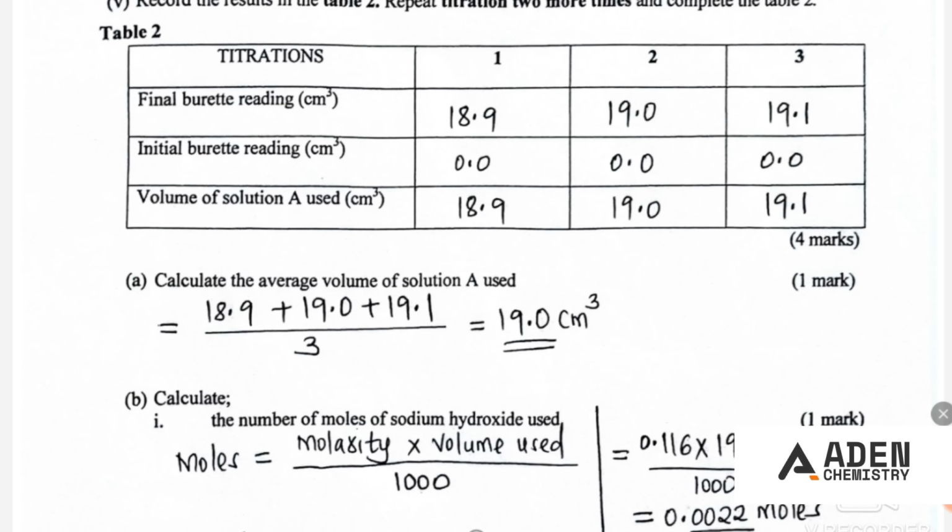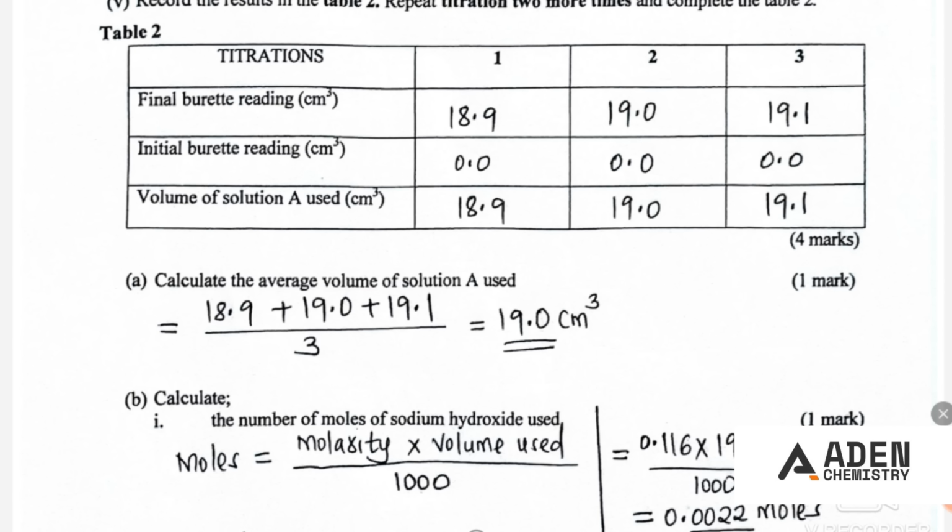We have here the initial burette reading in centimeter cube. In the first titration, we have given the initial burette reading to be 0.0. Then after doing the first titration, we have gotten 18.9 as our first titrant. So 18.9 minus 0.0, we are going to get 18.9. The second titration, we are going to start at 0.0. We have gotten again 19.0. So 19.0 minus 0.0, we are going to get 19.0. Then the third one, 0.0, is our initial burette reading. Then we have gotten 19.1. When we subtract, we are going to get 19.1.